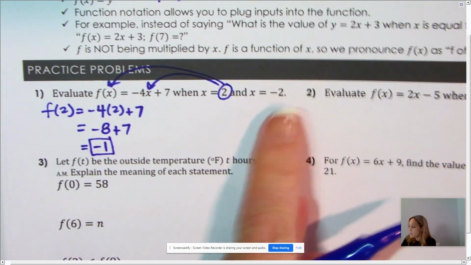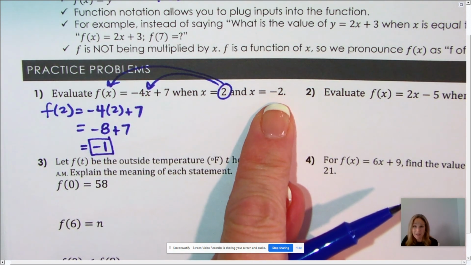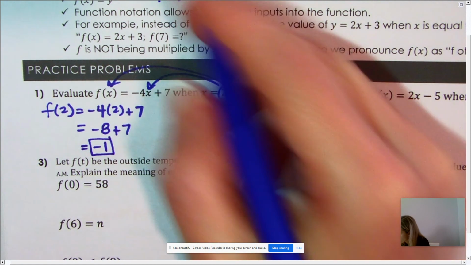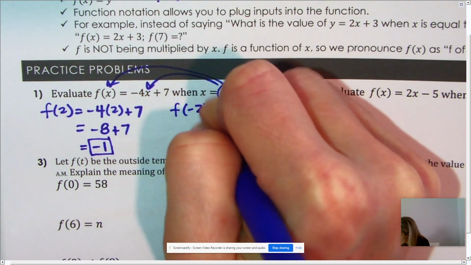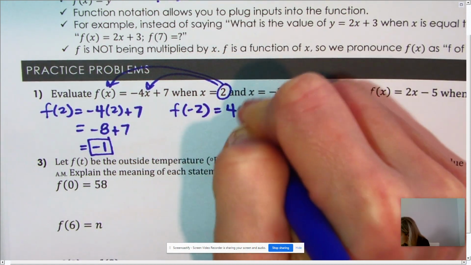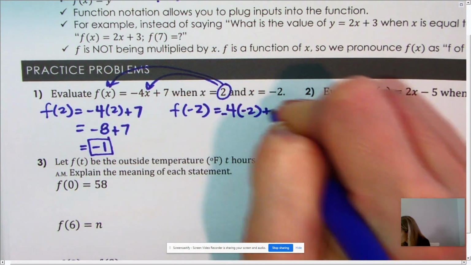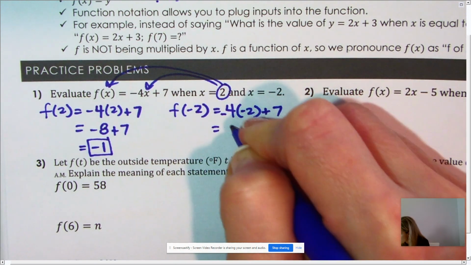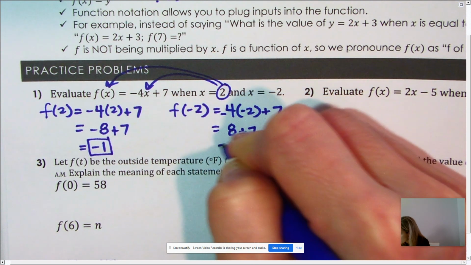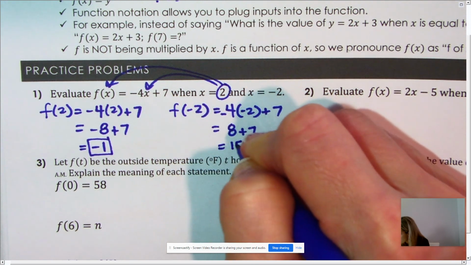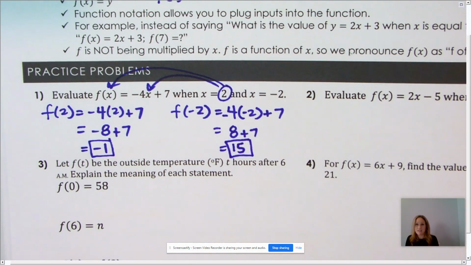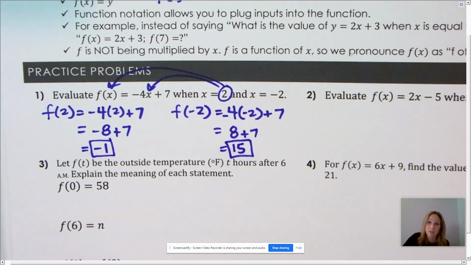Okay. The second problem is the same thing, but when x equals -2. So I'm going to find f of -2 equals -4 times -2 plus 7. So a negative times a negative is a positive. So when I do that, I get 15. So that would be my second answer. Let's try another one of those.